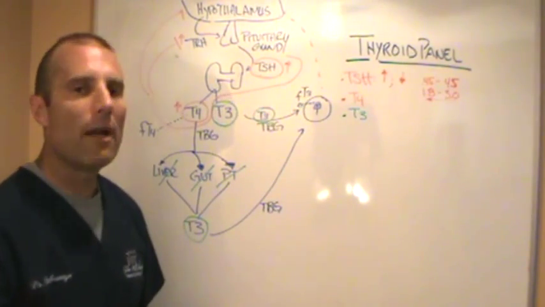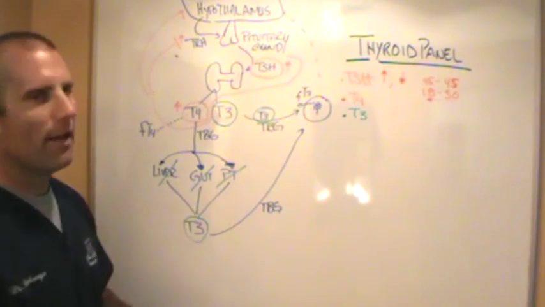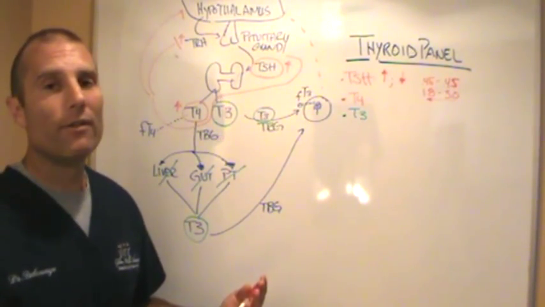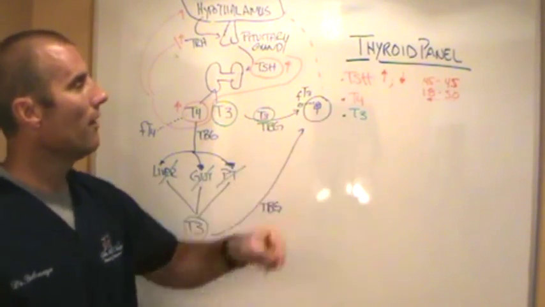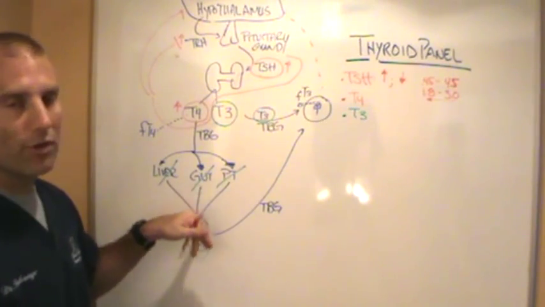Now, if T3 is low, then we know we've got some problems here, here, and here. Right? Because the bulk of the conversion of T4 to T3 occurs in the liver, gut, and peripheral tissues. So we know we've got a problem there. But if you don't run it, you don't know that it's good. You're just assuming if I've got T4 that I'm getting conversion to all these tissues.